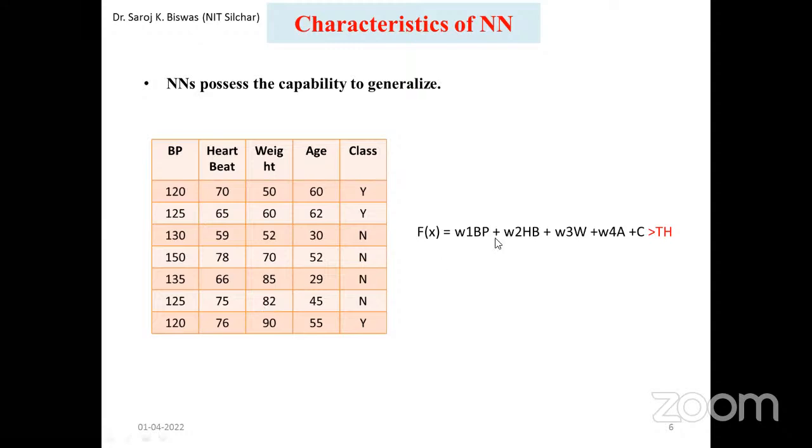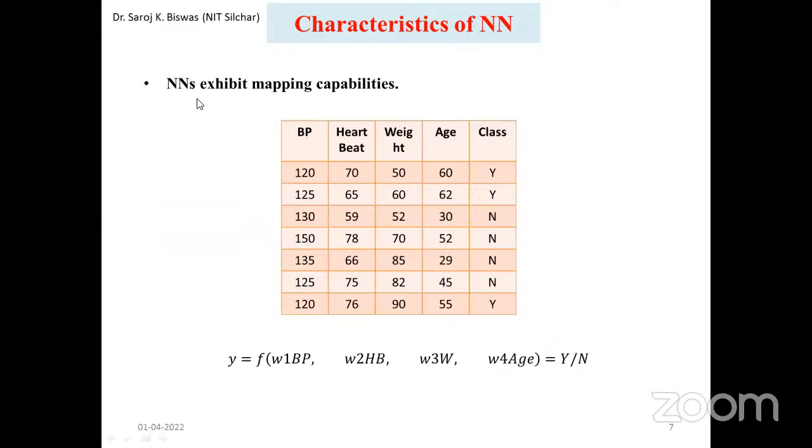What kind of impact can BP have? What kind of impact can heartbeat have? What kind of impact can weight and age have? Only after training, these weights are going to be used for the classification. Therefore, we can say the neural network possesses the capability to generalize, right? Thereafter, we have that neural network exhibits mapping capability. But once these weights are extracted, right?